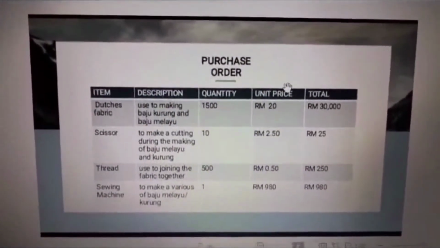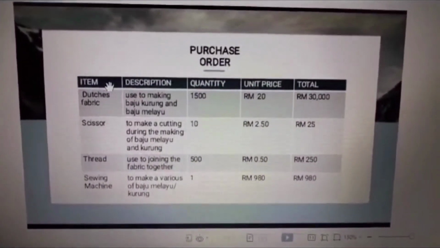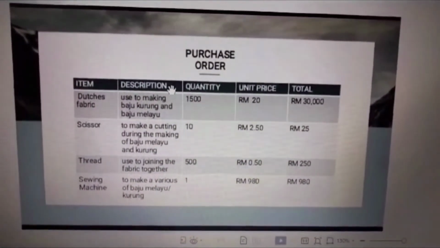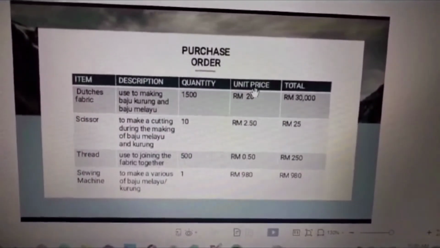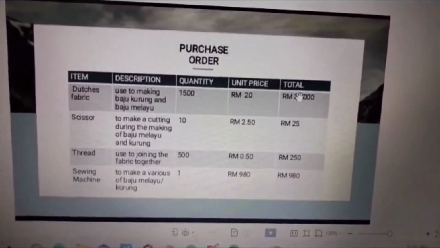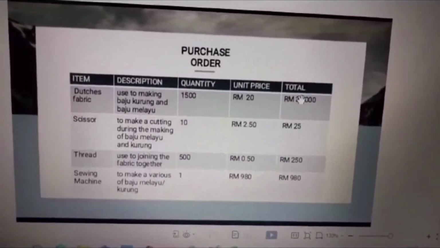So we're going to see how they recorded the purchase order. In purchase order, they will record the item that we purchased, the description of the item, the quantity of the item that we purchased, the unit price of the item, and finally the total.